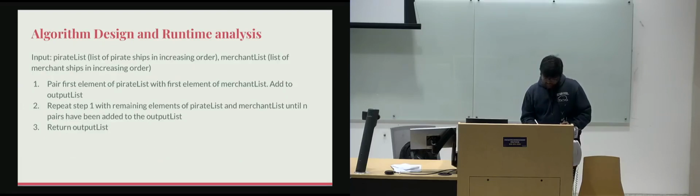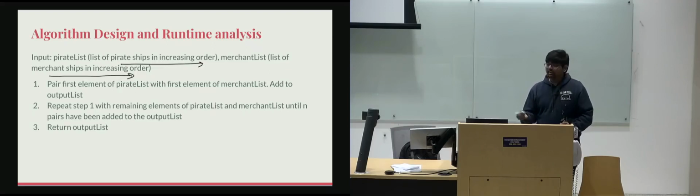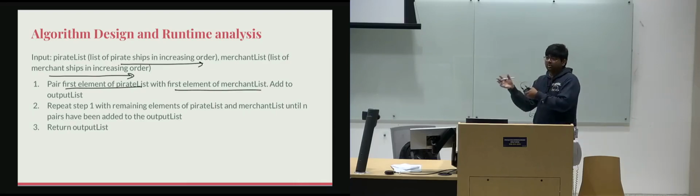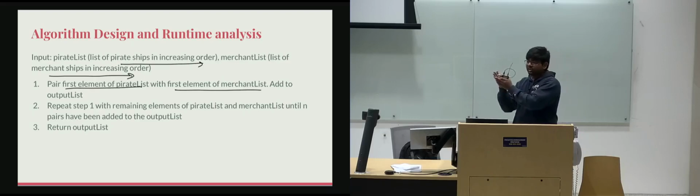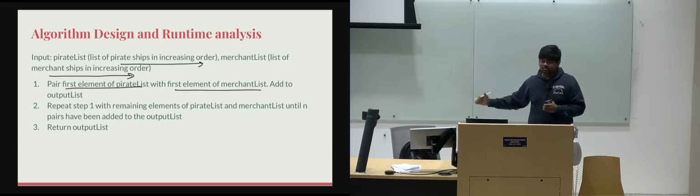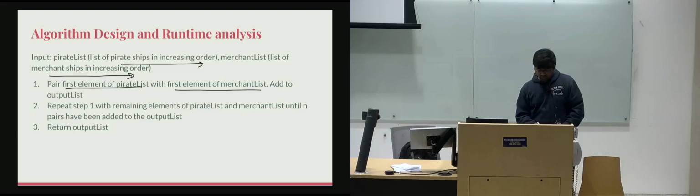So you basically need, as you said, to sort it in increasing order, or at least non-decreasing fashion. Similarly, for the merchant ships, you'll have to order them in increasing or non-decreasing fashion. Then you pair them together. You choose the first element from the pirate list, and then the first element from the merchant list. You make a pair and add it to the output. Similarly, you go for the next index, i equals 2, then i equals 3, and you cover all the ships. And then you simply return the output.